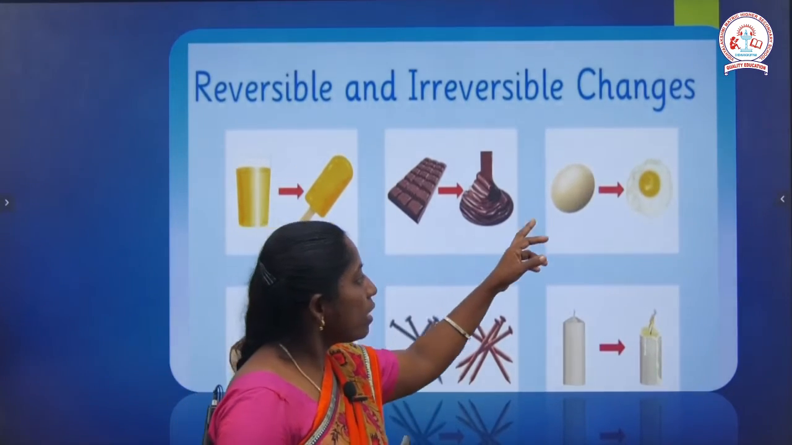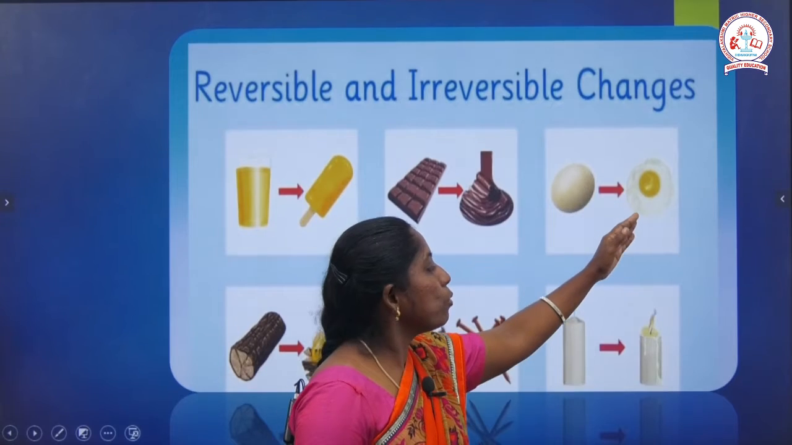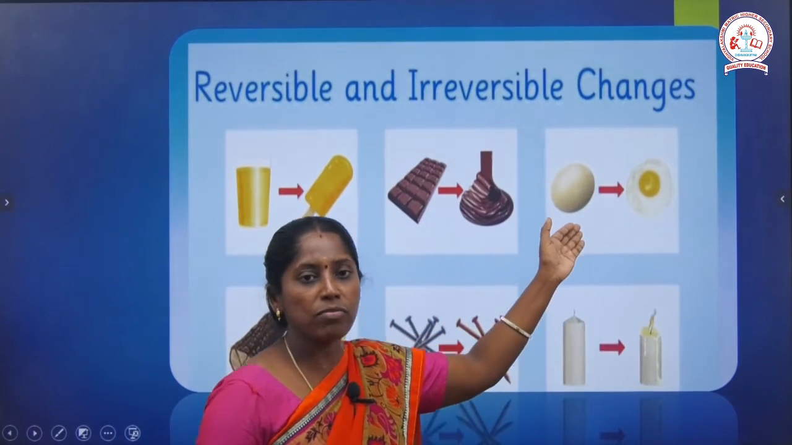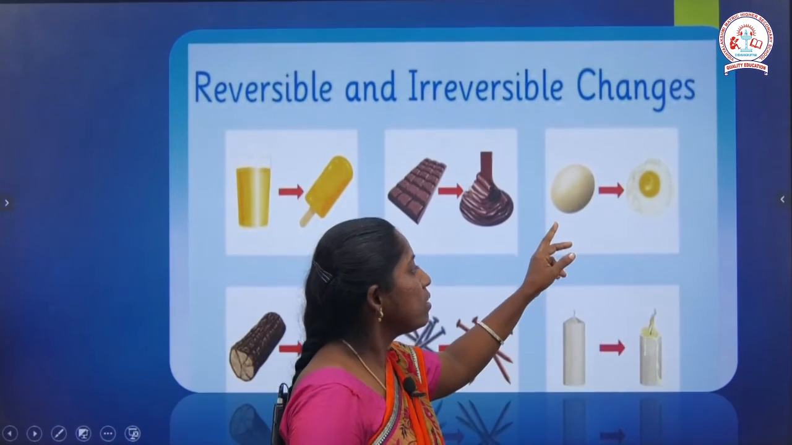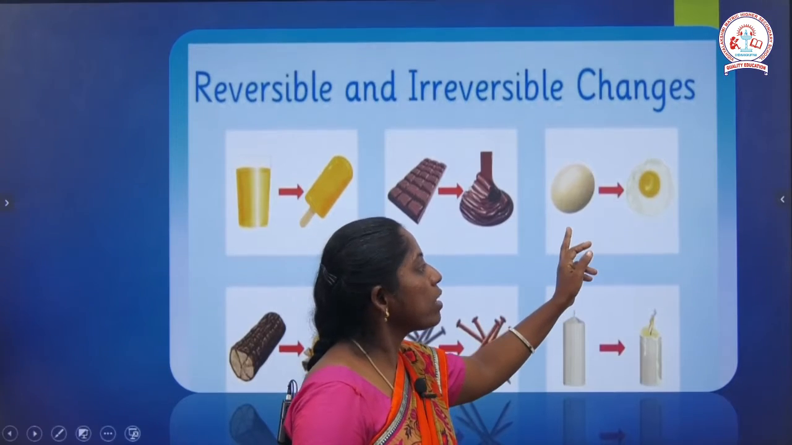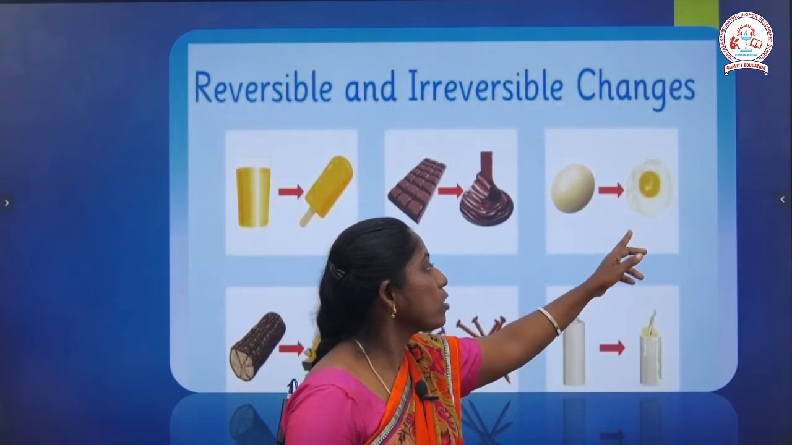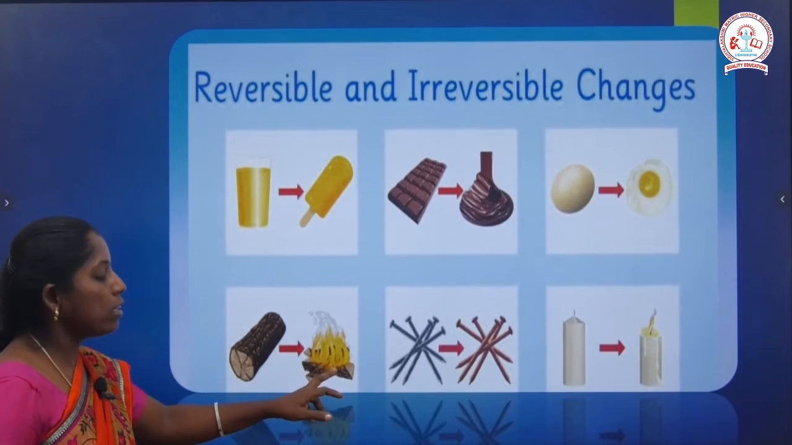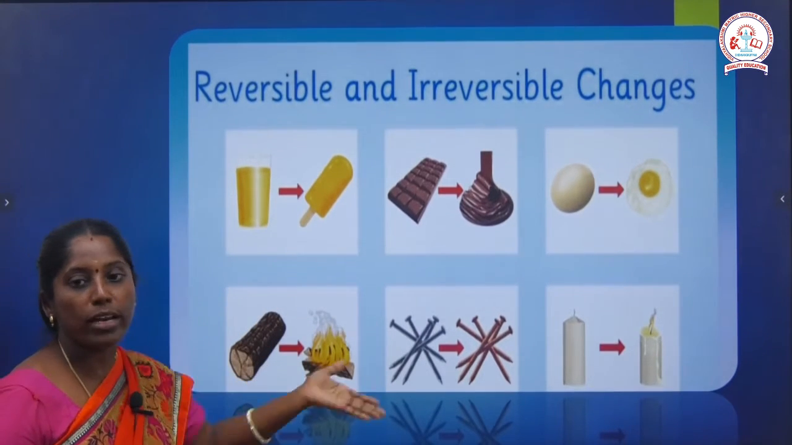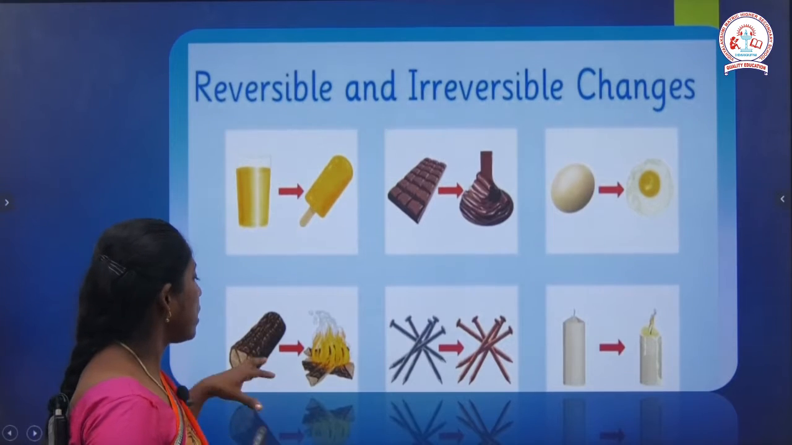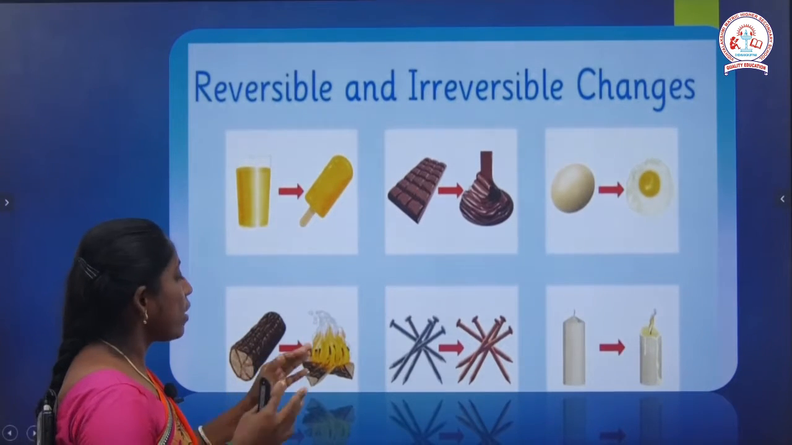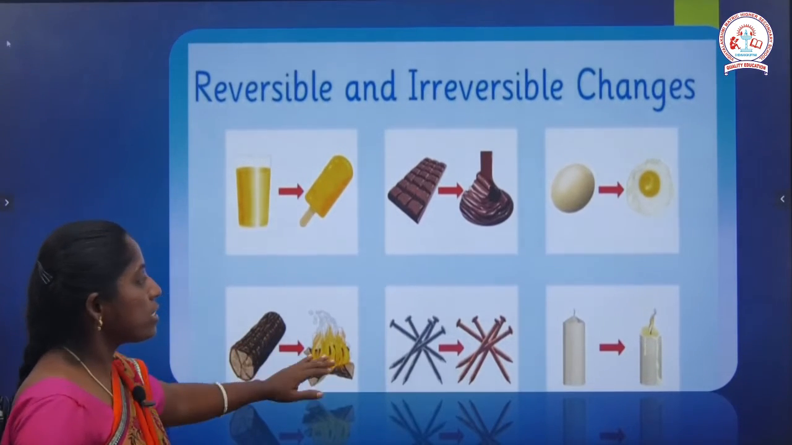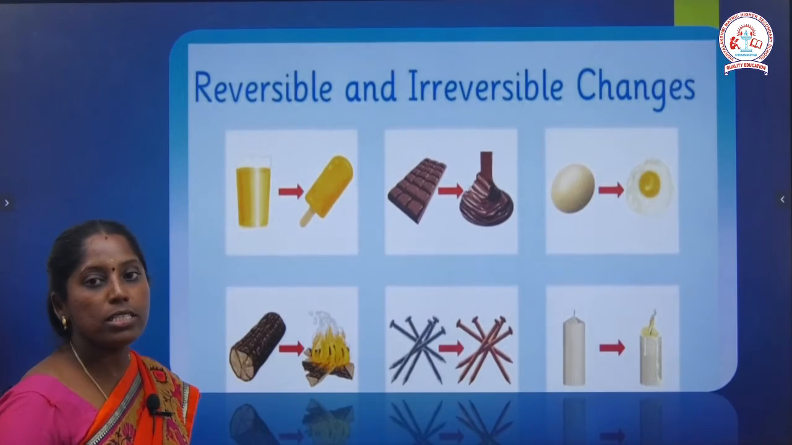But here, the boiled egg. What kind of change? Can we get that back into the egg? Can we get the raw egg back? Certainly not. So that kind of change we can call an irreversible change. In this example, the wood gets fired, it changes into another product. When wood turns into fire, what happened? We cannot get the wood back again. So what kind of change occurs here? Irreversible change.